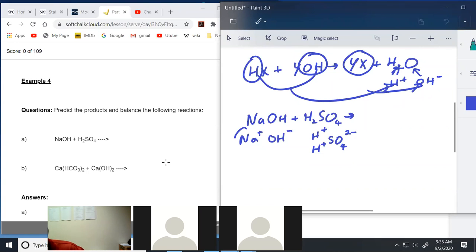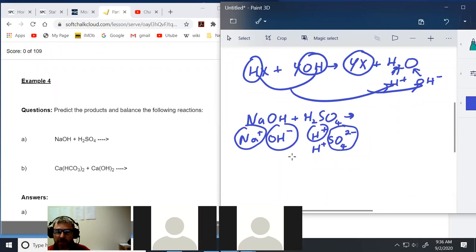Now, what you should do is go ahead and circle just one of each of everything. Notice, this is important, that I only circled one of the H plus here, not both of them. So I know what's going to happen is the H plus and the OH minus will join together. That'll give me my water.